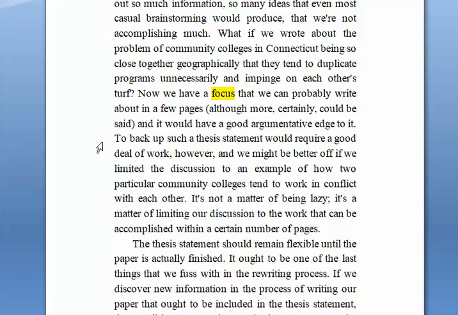However, we might be better off if we limited the discussion to an example of how two particular community colleges tend to work in conflict with each other. It's not a matter of being lazy, it's a matter of limiting our discussion to the work that can be accomplished within a certain number of pages. So we learn from what we have read that we should have a focus in the paragraph. This is called a thesis statement.